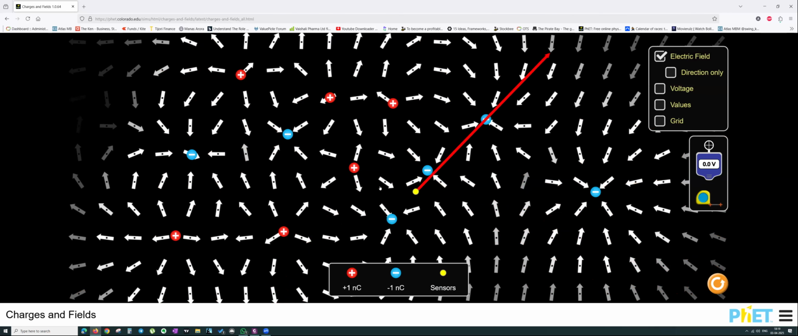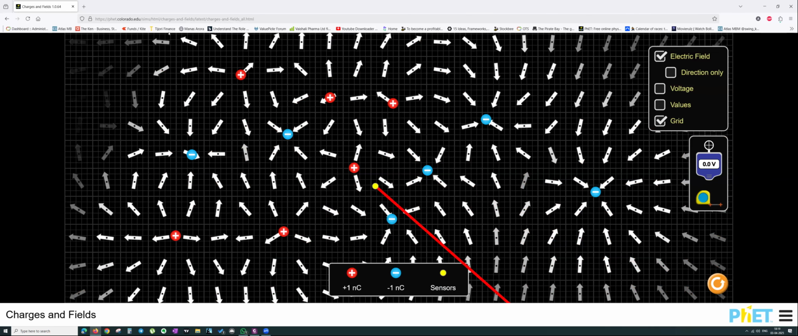So you can play around with this. You'll get the idea about a field. So that's a bit about field lines. It's computer generated. I'll send you the link. You can check it out.